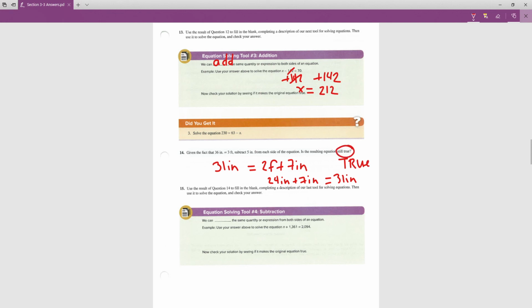And so that means that if we subtract the same quantity from both sides, we can use that to solve an equation. So we can subtract the same quantity from both sides to solve an equation.